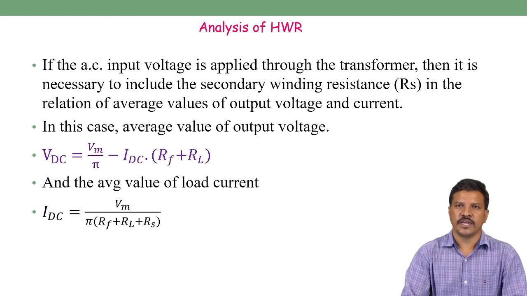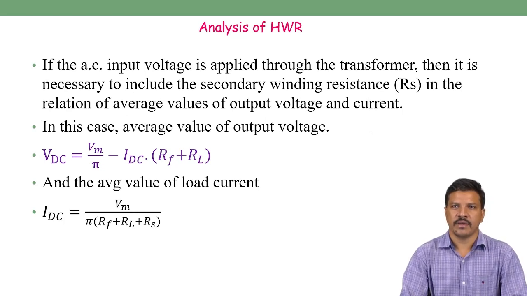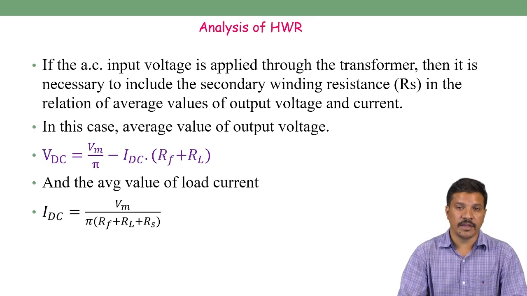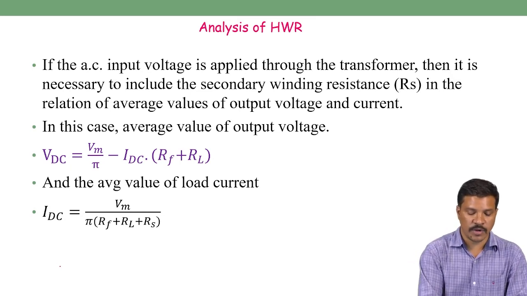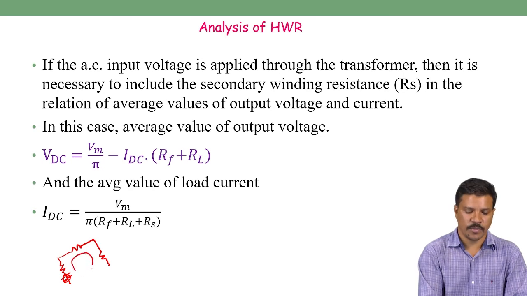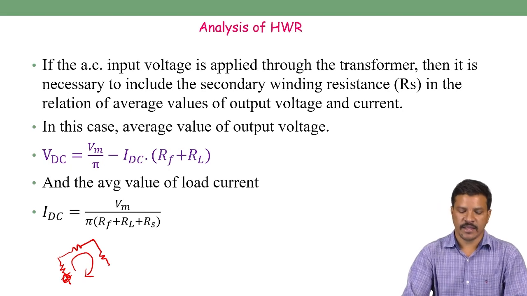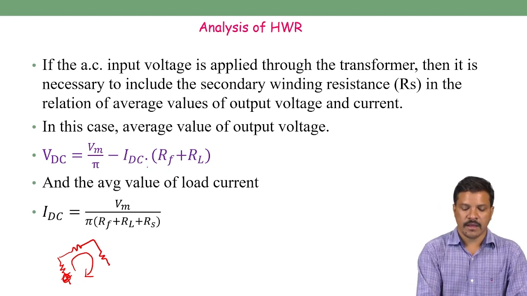If the AC input voltage is applied through a transformer, then it is necessary to include the secondary winding resistance. So when we consider the secondary winding resistance also, the network will have the secondary coil resistance, diode resistance, load resistor, and supply. So this loop includes a total of 3 resistors in series.